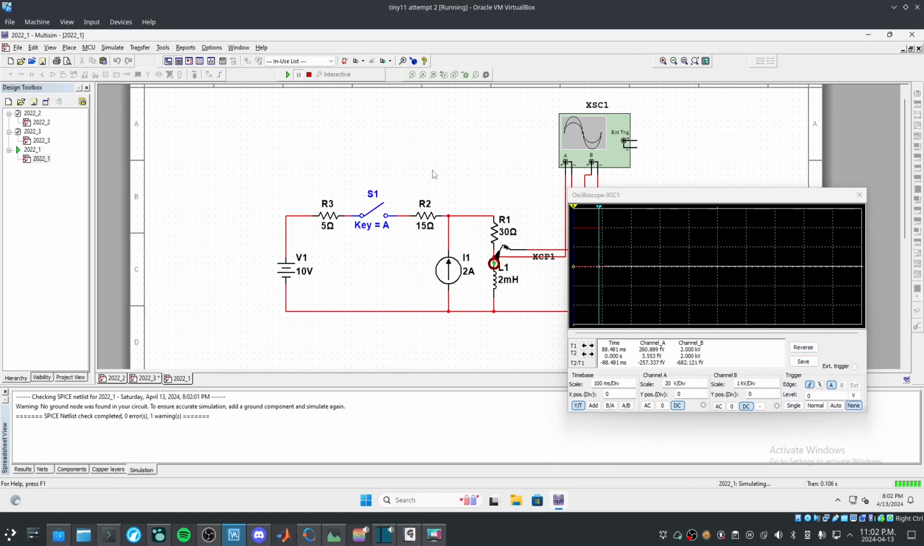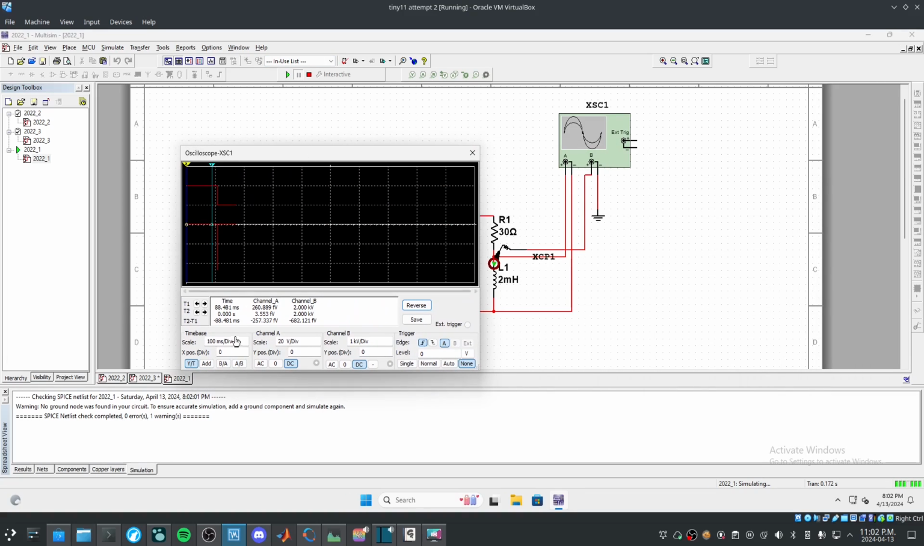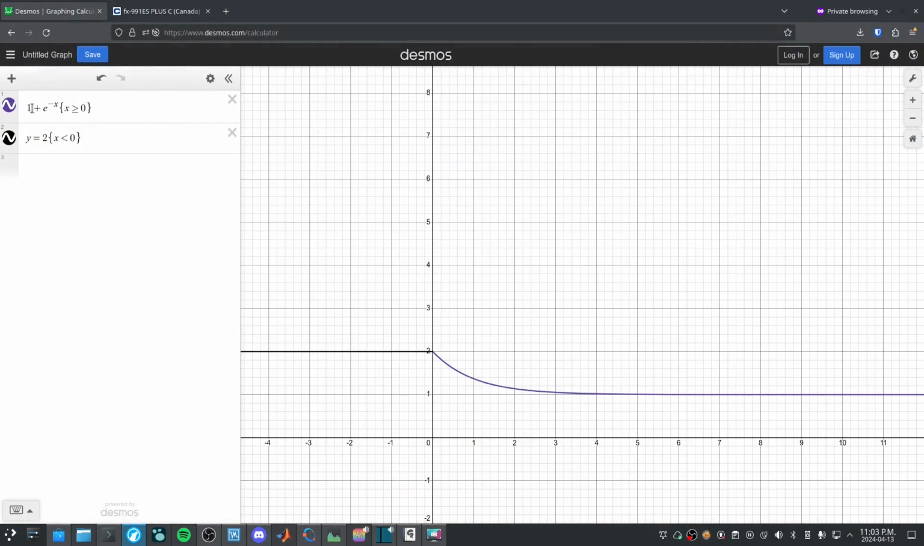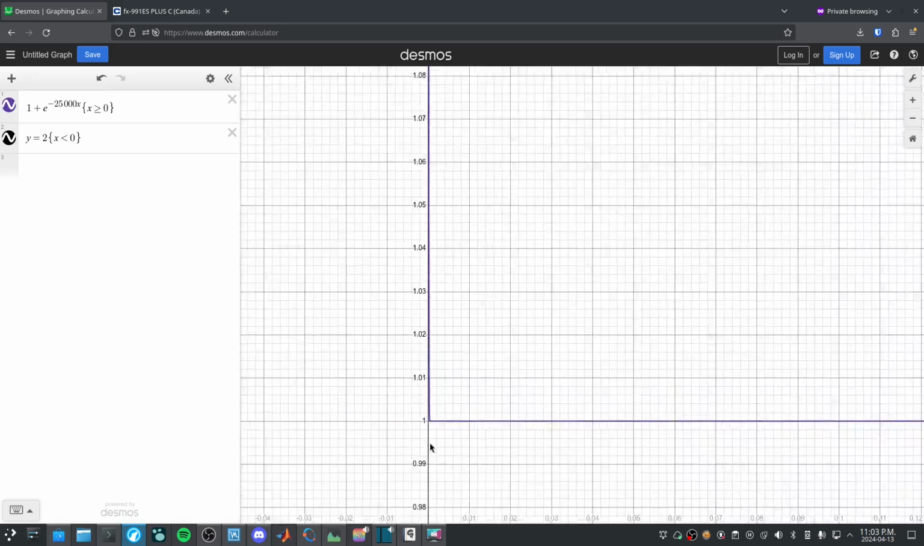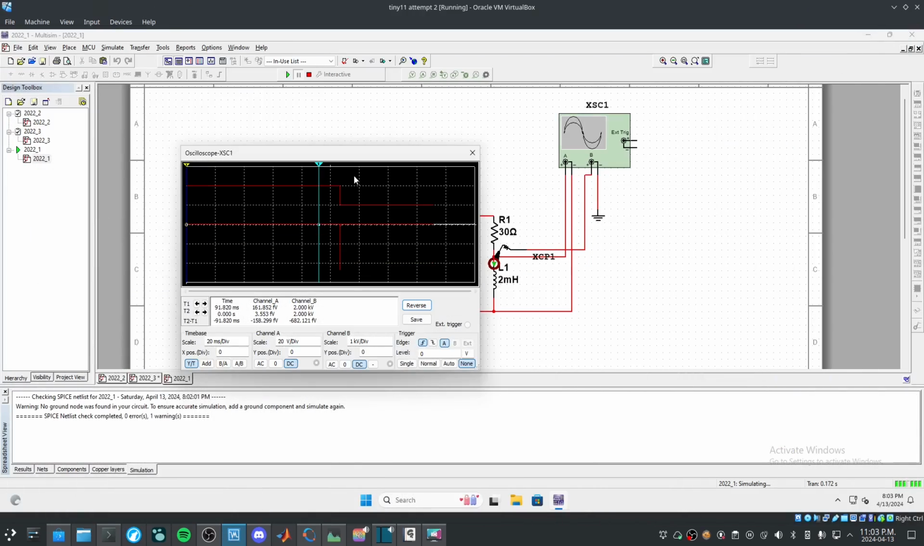But the moment that we flip this, right? Let's continue simulation. Look at that. It looks instant. That's because the capacitance or the inductance is so extreme. Like if I actually put the power here, you can see it looks almost instant. But if I zoom in, there you go. There is a curve. Let's zoom in.